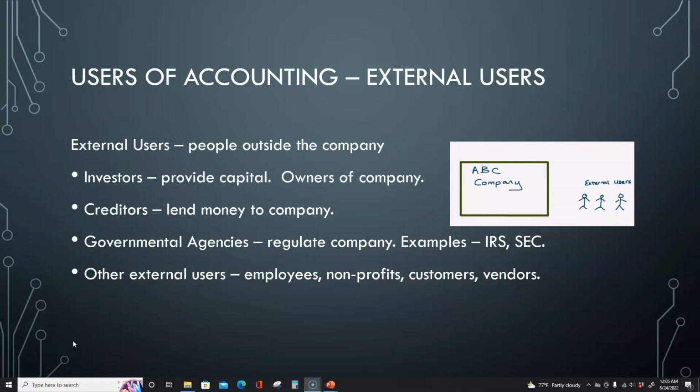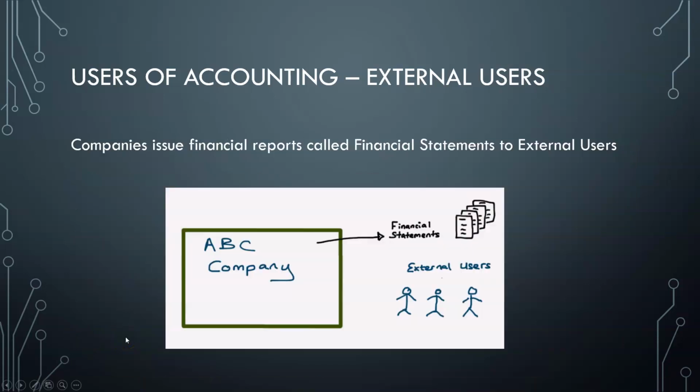All these external users want to know information about the company. So what the companies do is they issue financial reports called financial statements, and that's how the external users find out information about the company. The set of financial statements are the only source of information for external users.